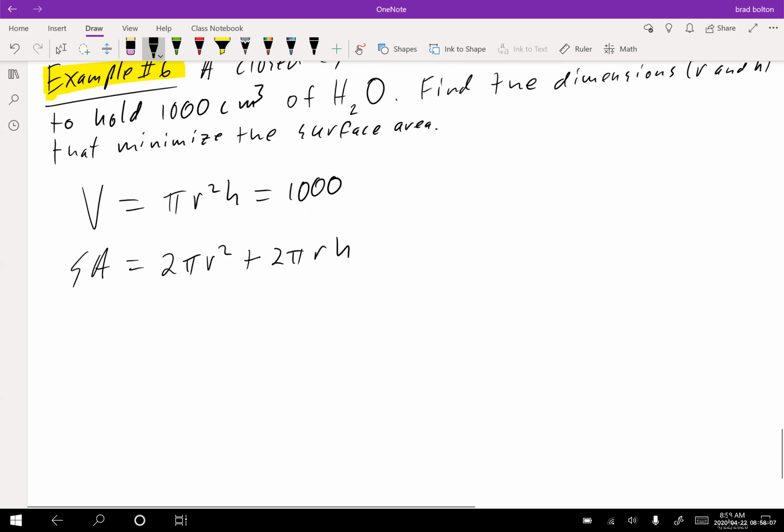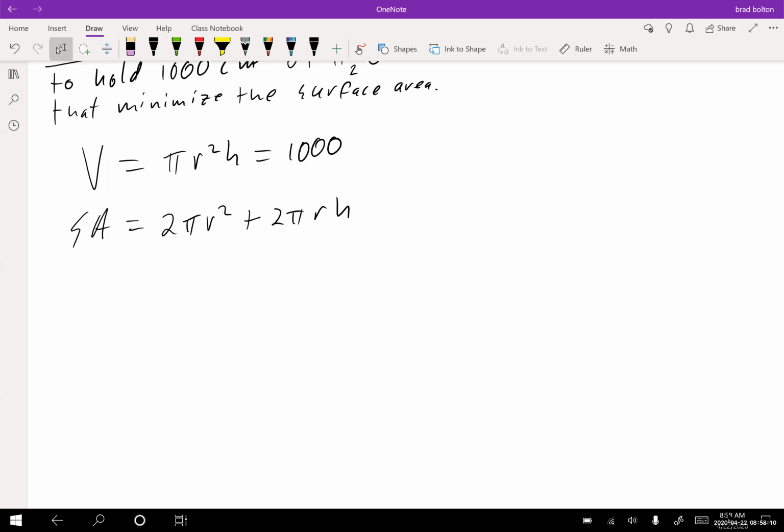Okay, so we need to do some work here. The problem is we have an r and an h, so we need to somehow solve for either r or h. So I'm going to look at this formula here, and it appears to me that it would be easier to solve for h. So I'm going to say h equals 1,000 divided by pi r squared. I just divided the pi r squared over to the other side. So now that means in the surface area formula, I can get rid of h and replace it with 1,000 over pi r squared.